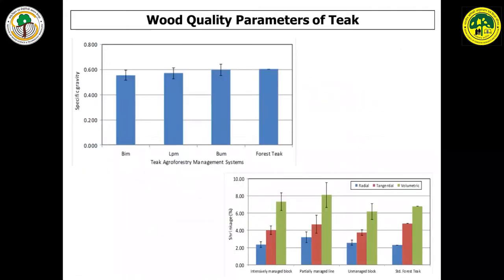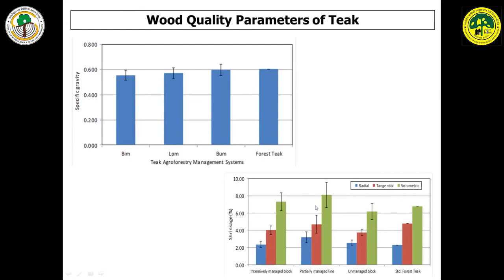This is the wood quality parameter, specific gravity. We can see here the unmanaged has the higher specific gravity compared to intensively managed, but this was not very significantly different. And this is the forest teak, the average value of the standard forest teak which we have compared. So the 25 years old unmanaged teak was having almost similar value, but the fast grown intensively managed plantation has the significantly lower value compared to this one.